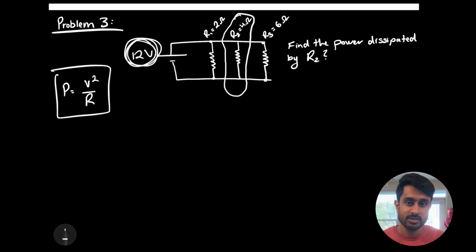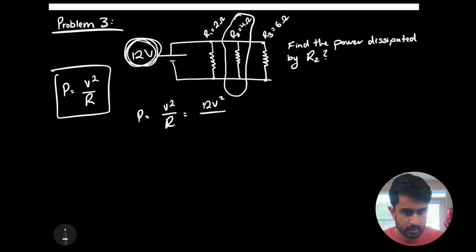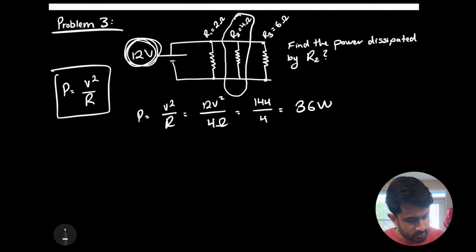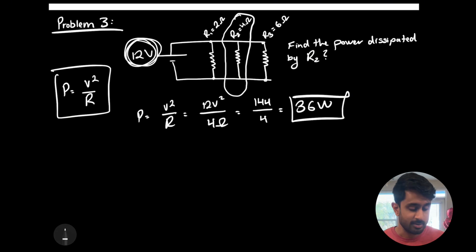So this turns into a pretty simple plug and chug type problem. We know that power is equal to V squared over R, meaning that we have 12 volts squared over 4 ohms. This gives us 144 over 4, providing an answer of 36 watts. So a lot easier in this case. This is a one-step problem, but again, understanding the series and parallel resistor rules when it comes to current and voltage is super important when actually applying some of these equations.